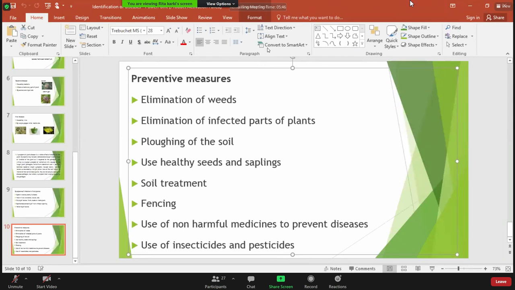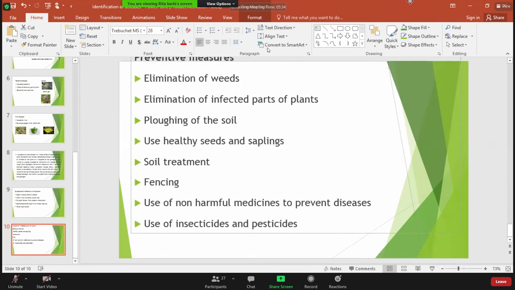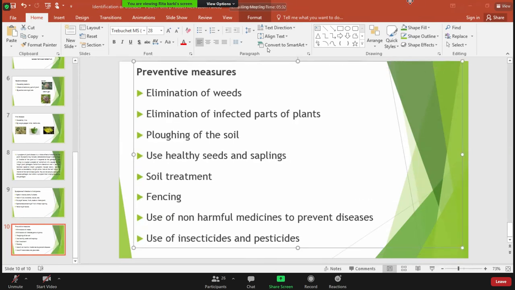Next is soil treatment. Soil can be treated, as we all have seen. The soil may carry varieties of substances. It may carry the eggs of a larger number of fungi. It may also carry the eggs as well as the larvae of different types of insects.